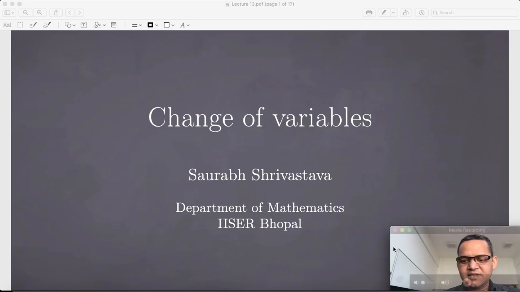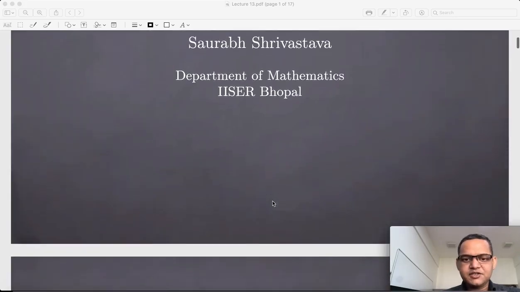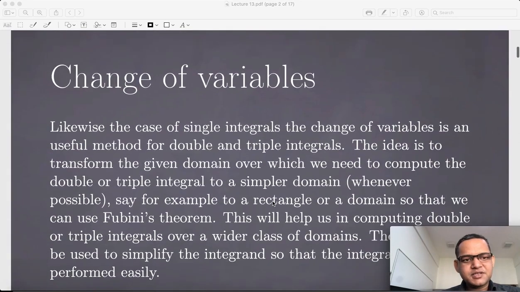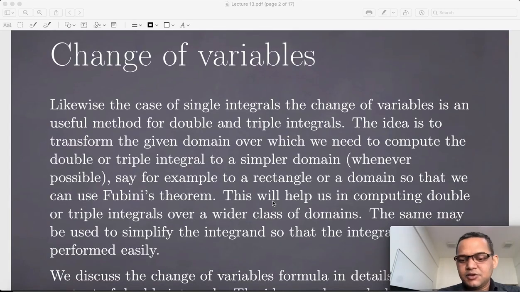This is the underlying idea for the change of variable method. Of course, as we are going to deal with two and three variables, this will also involve a little bit of geometric features, so we have to be careful. It may not be as simple or as straightforward as in the case of single integrals. But the idea is to transform a given region into a simpler one which we know how to handle.